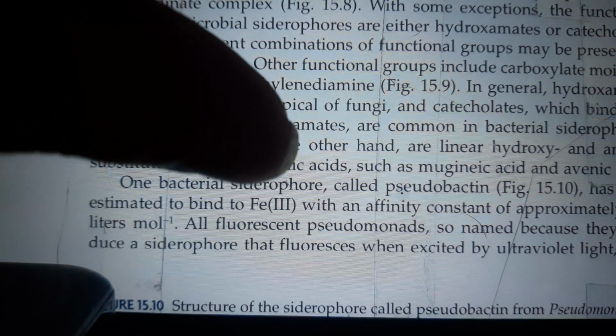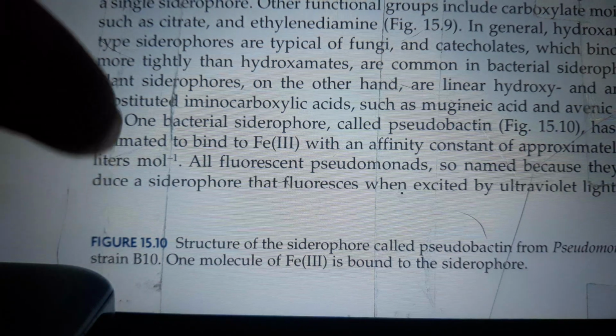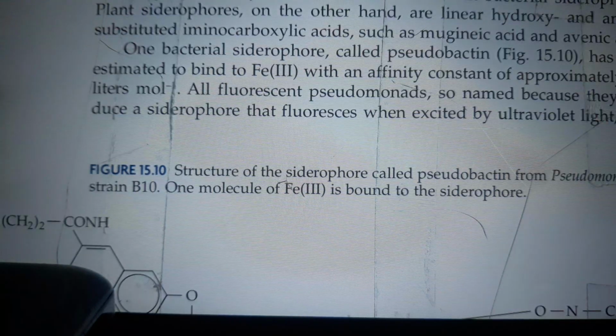In general, hydroxamate type siderophores are typical of fungi, and catecholates, which bind iron more tightly than hydroxamates, are common in bacterial siderophores. Plant siderophores, on the other hand, are linear hydroxy and a minor substitute of iminocarboxylic acids such as mugineic acid and avenic acid. One bacterial siderophore, called pseudobactin, has been estimated to bind to Fe3+ with an affinity constant of approximately 10 raised to 25 liters per mole.